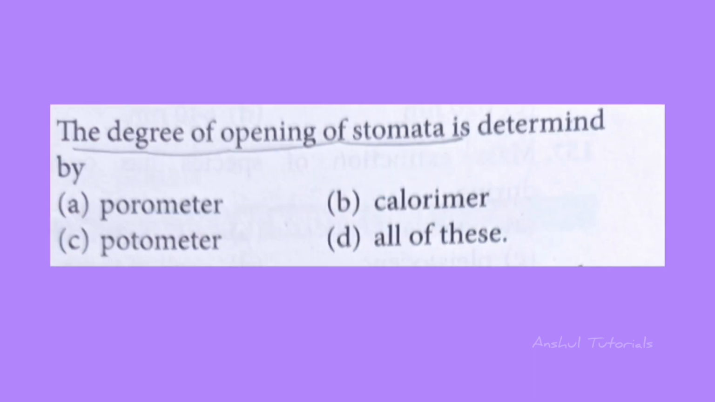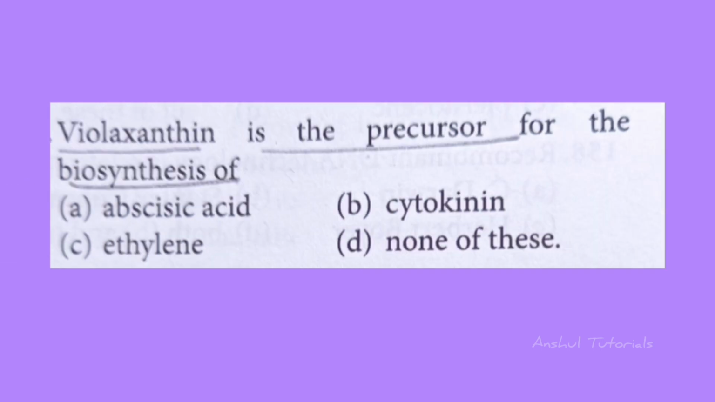The next question is, the degree of opening of the stomata is determined by, so the correct answer is option A, that is porometer. The next question is, violaxanthin is a precursor of the biosynthesis of, so the correct answer is option A, that is abscisic acid.